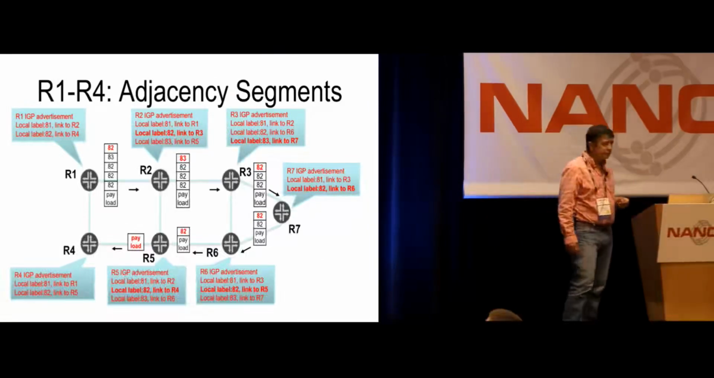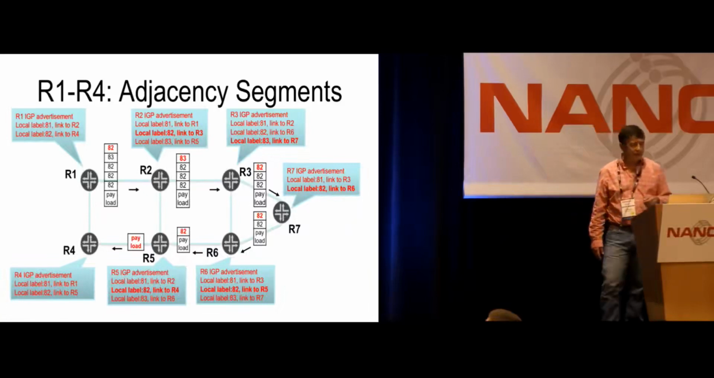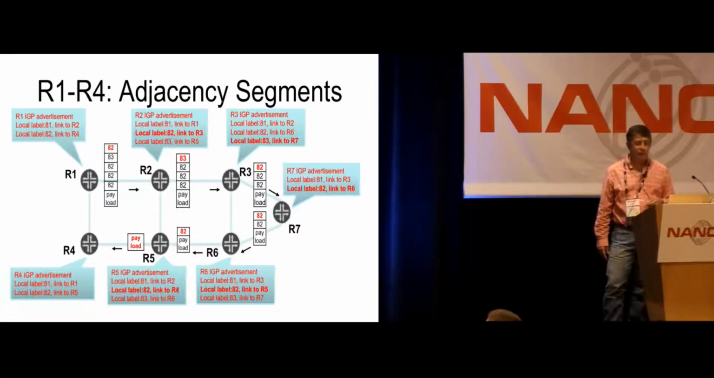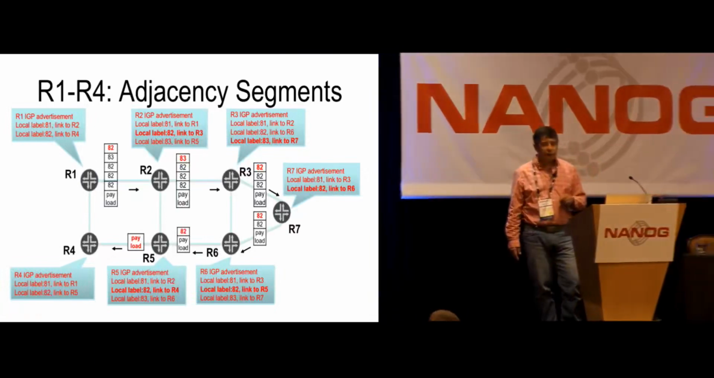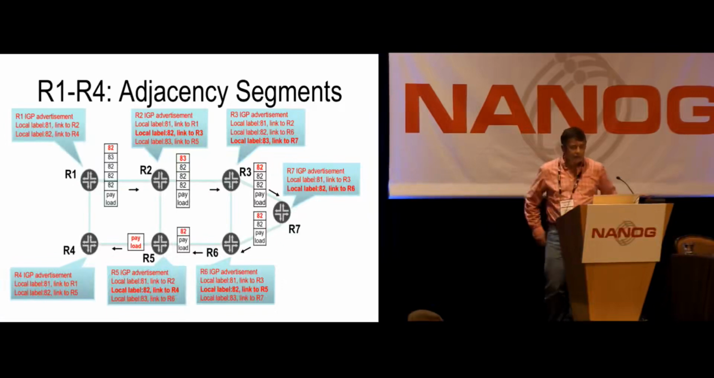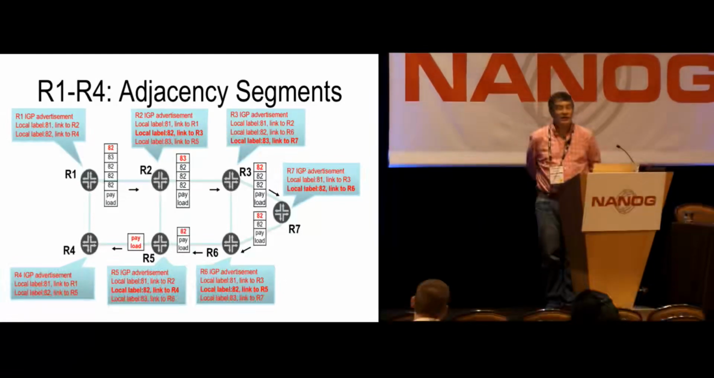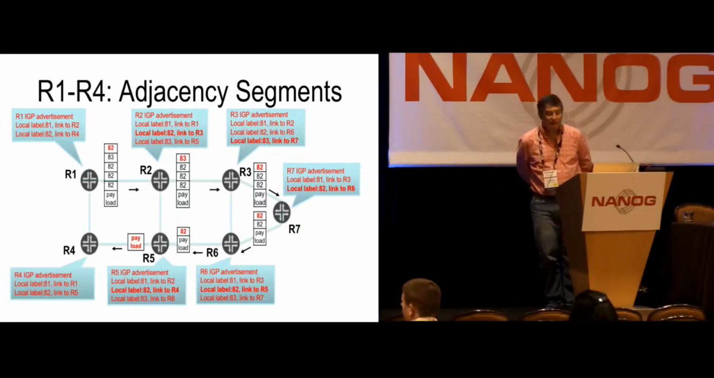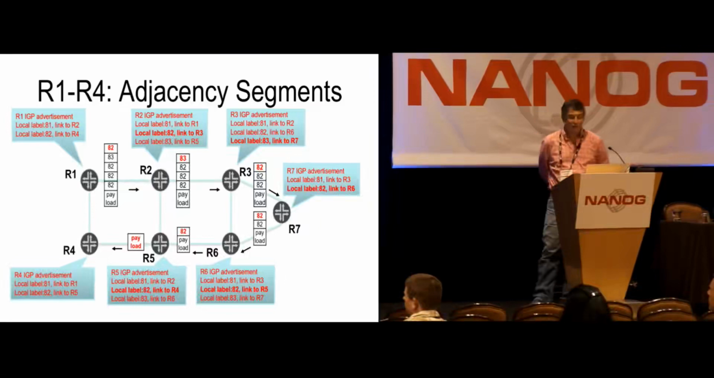Here, we're going to build an SR path from R1 to R4. So it's going to have to visit R2, 3, 7, 6, 5, and 4 in that order. Now, to make this work, let's take a look at what's going to happen at R2. Oh, by the way, we're building this from all adjacency segments. So one segment is R1 to R2, another is R2 to 3, another is 3 to 7, 7 to 6, 6 to 5, 5 to 4.